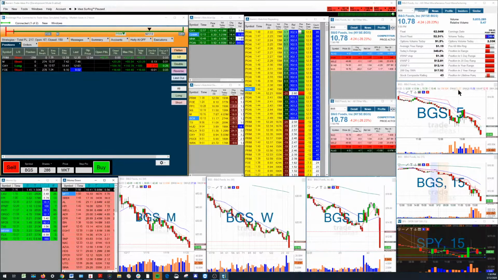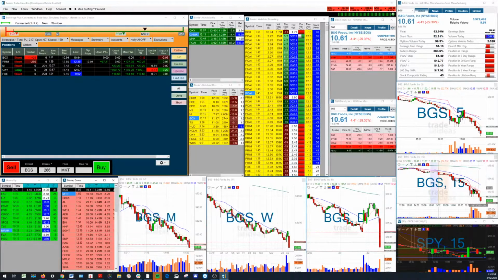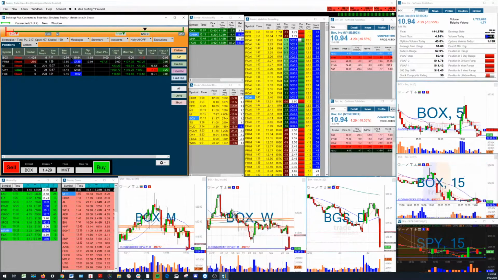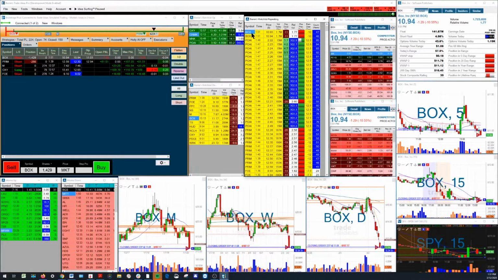I'm surprised this food store is going down. Okay, B&G Foods, BGS. This is getting hit hard. Okay, so it took the Box short on the auto trade. And let's see what this one does. I mean, this obviously is another beaten up stock.